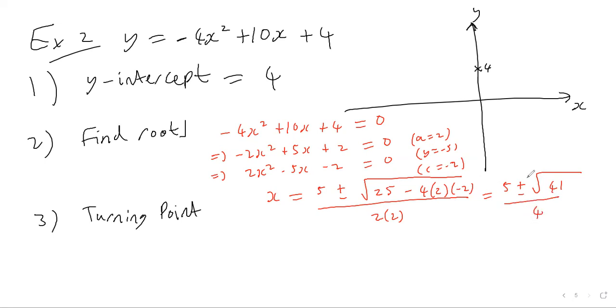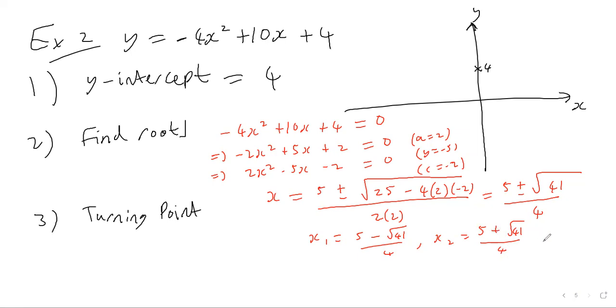So we now get the solutions. The first solution is 5 minus root 41 over 4. And then our second solution is 5 plus root 41 over 4.